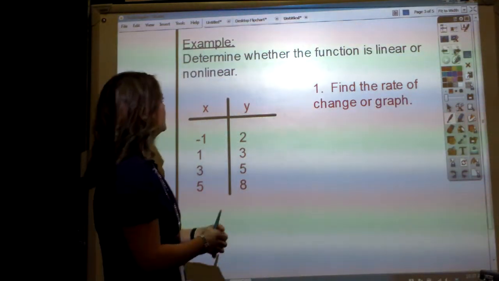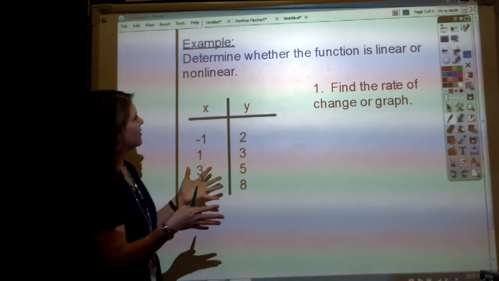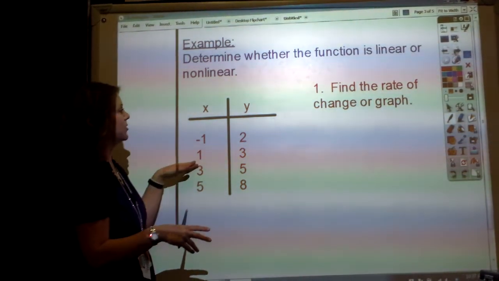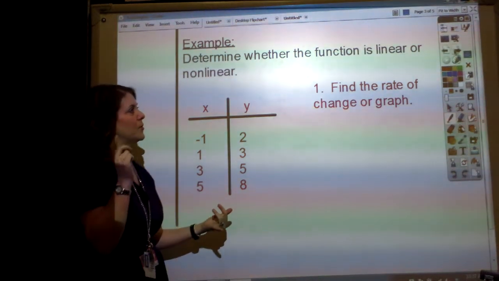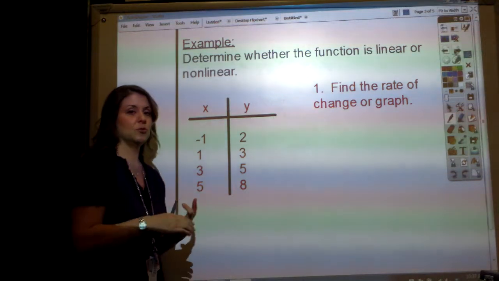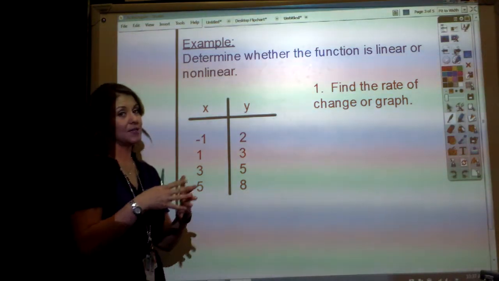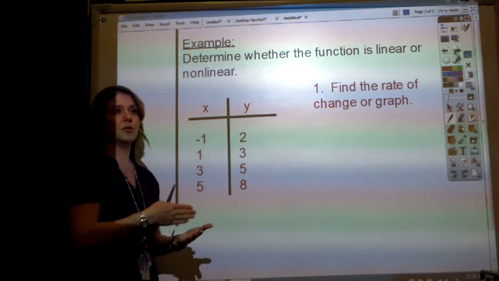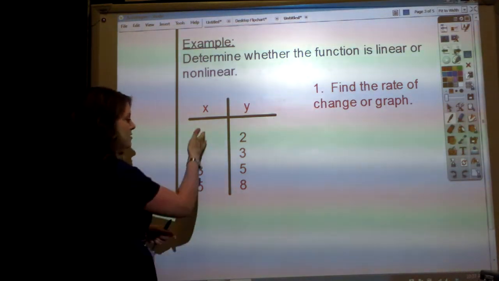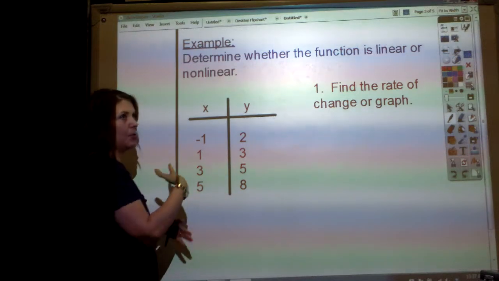Okay, so in the examples, we're going to start off by determining whether the function is linear or nonlinear. And we're going to look at this function right here. Sometimes they can give you a function in an equation. They can give it to you in a graph. They can give it to you in a table, or they can give it to you as a set of ordered pairs that you could either graph or put in a table. In this particular example, they've given us our 4 ordered pairs in a table already.